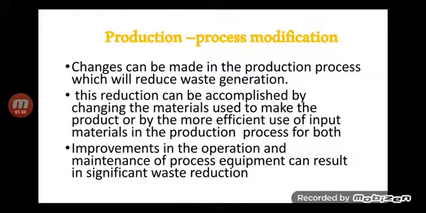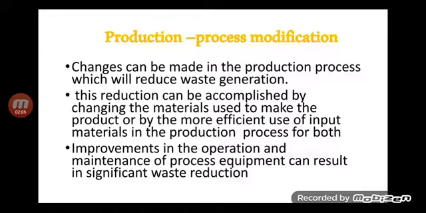The next point is production process modification. Changes can be made in the production process which will reduce waste generation. This reduction can be accomplished by changing the materials used to make the product or by more efficient use of input material in the production process. Improvements in the operation and maintenance of process equipment can also result in significant waste reduction.